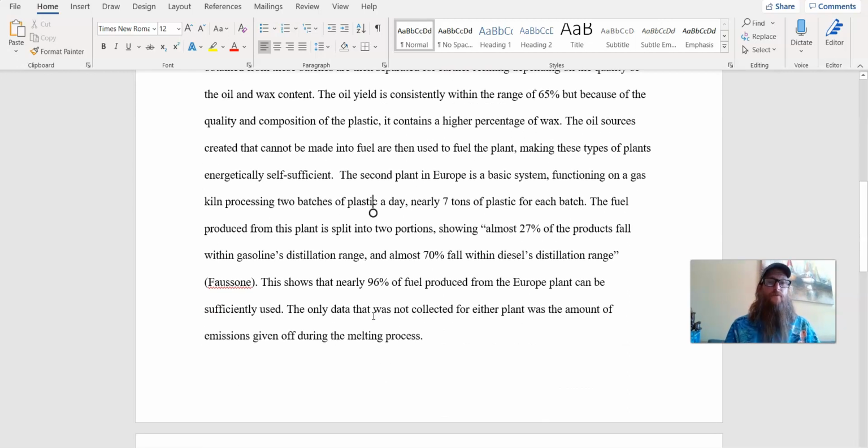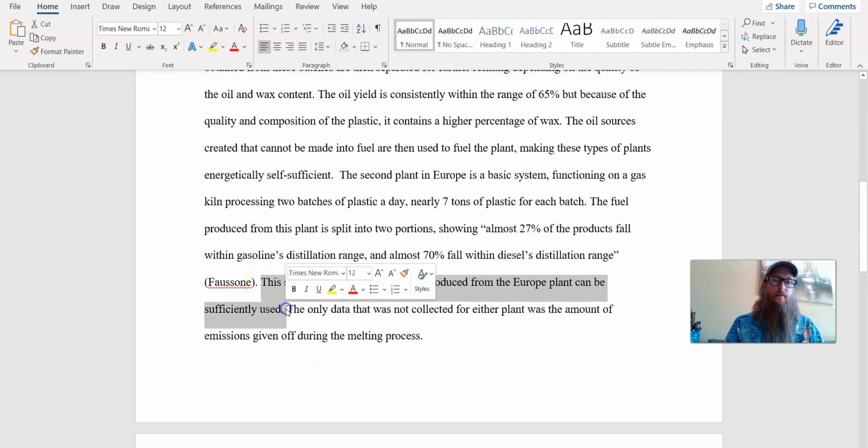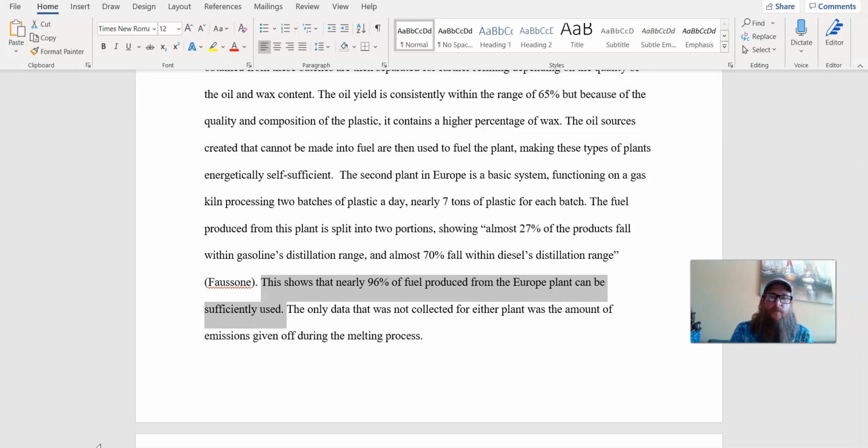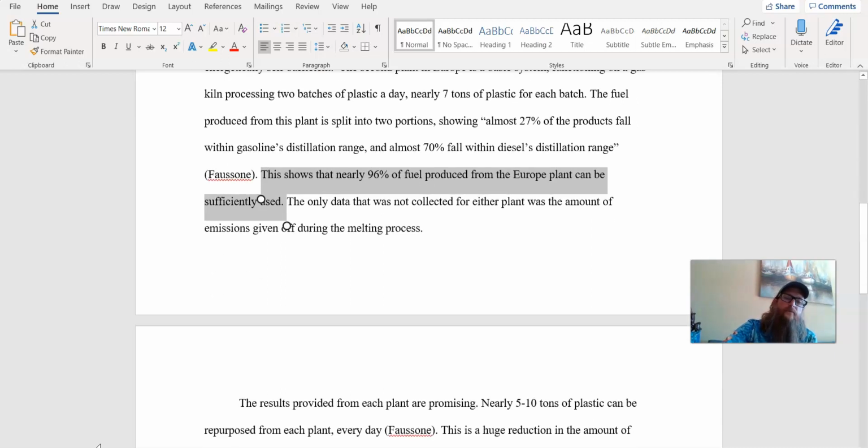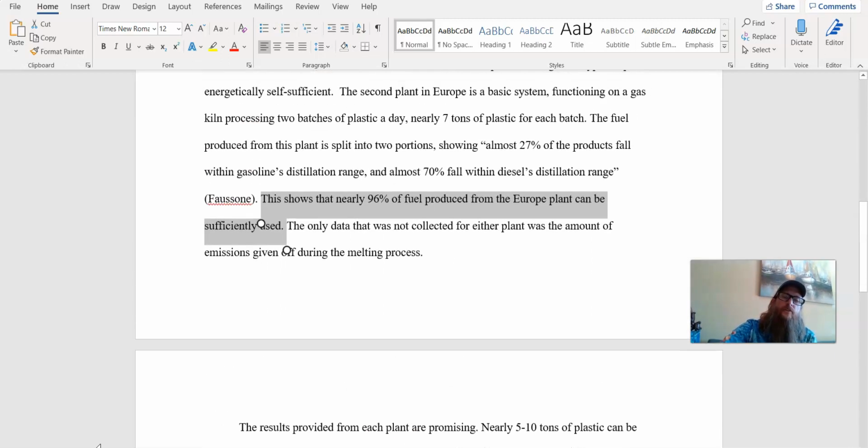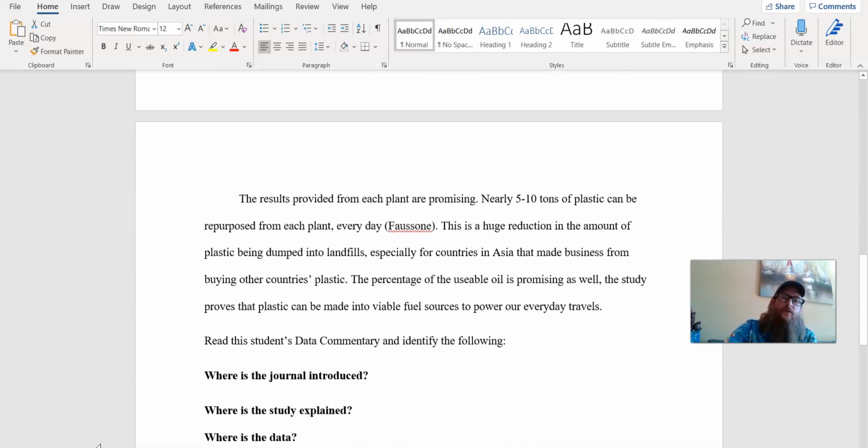Here at the end, she sort of winds it up, and obviously anybody who's working on this topic group, they know that this is significant, right? They're showing that they can turn this plastic into fuel, and 96% of it can be used, right? So she's done a good job of identifying the most significant data. And here is where she begins to comment on it, right?